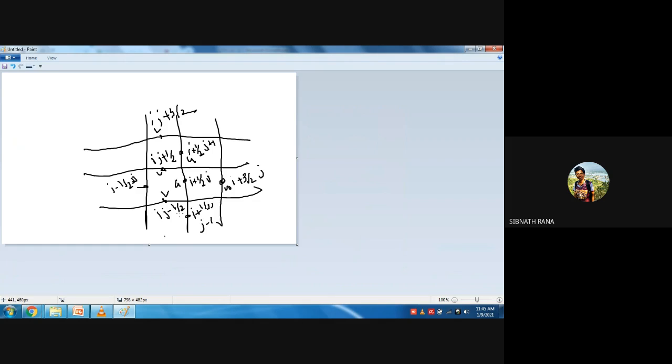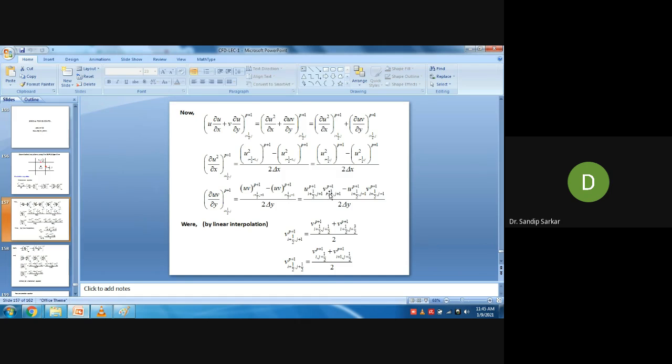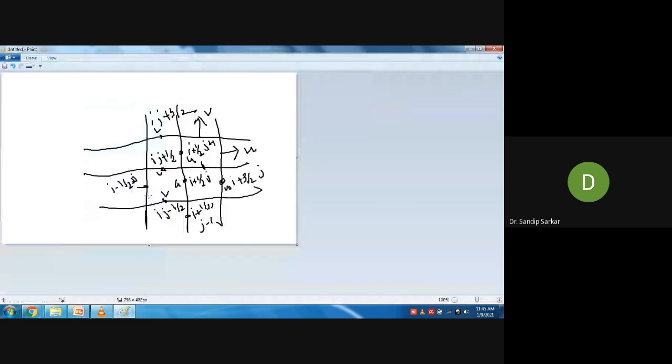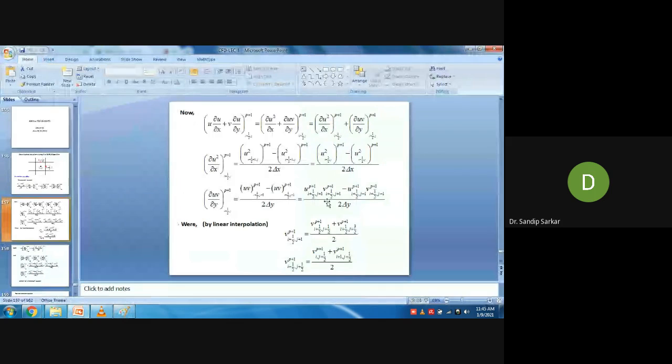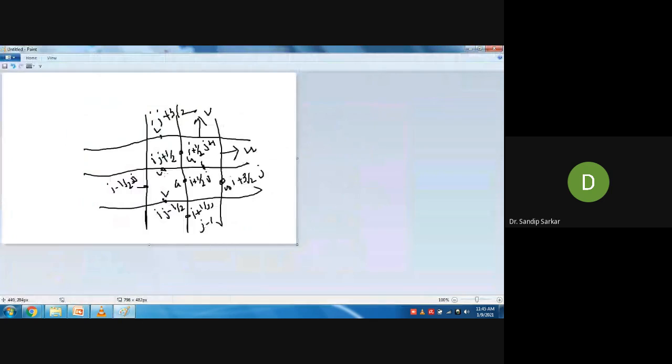V is not defined. V we actually define along the horizontal lines. This is the V line, this is the V line, this is the V line, and this is the U line. So V is not defined, because there is no grid point for v(i plus half, j plus 1), right?